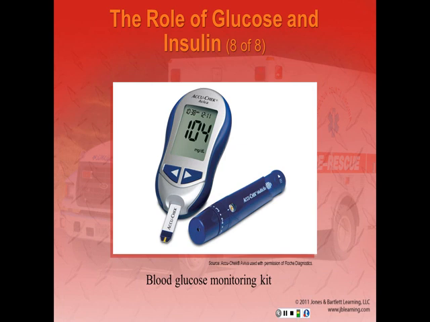The newer devices that are in development can be worn like a wristwatch or a pulse oximeter. Glucose test strips are also used in some EMS systems, where a drop of blood is placed on a paper strip, and this is less accurate than the glucometer with the finger stick.